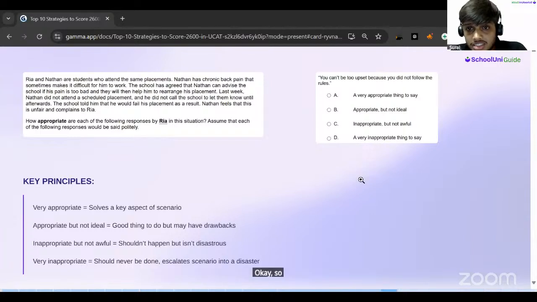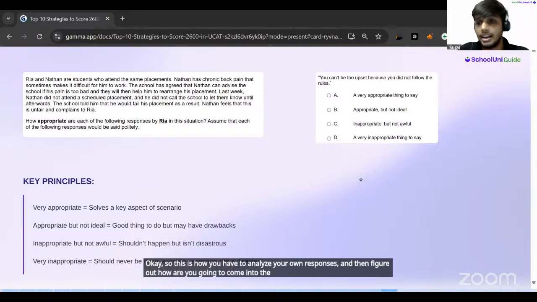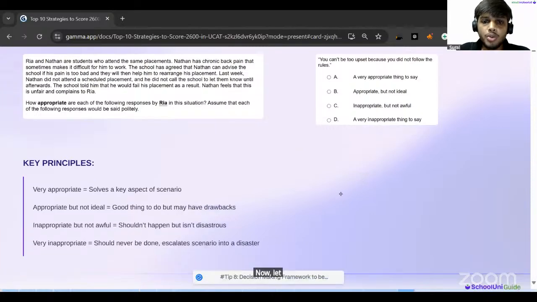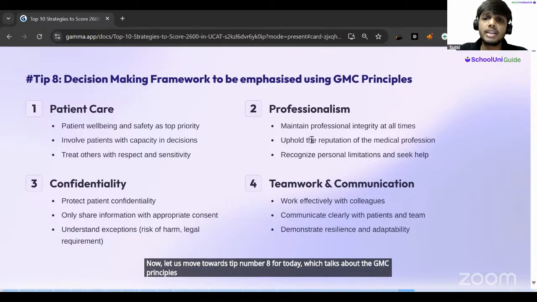Okay, so this is how you have to analyze your own responses and then figure out how you are going to come into Band 1 and Band 2. Now let us move towards tip number 8 for today, which talks about the GMC principles and how you are going to stick with them in order to solve such types of questions.